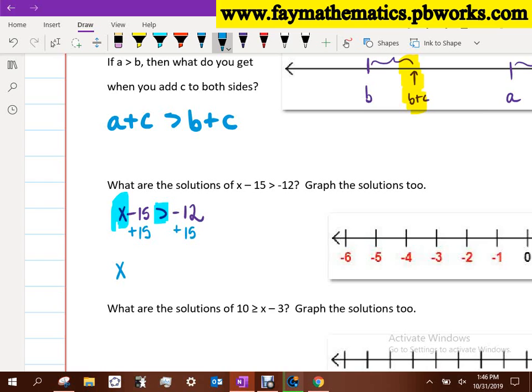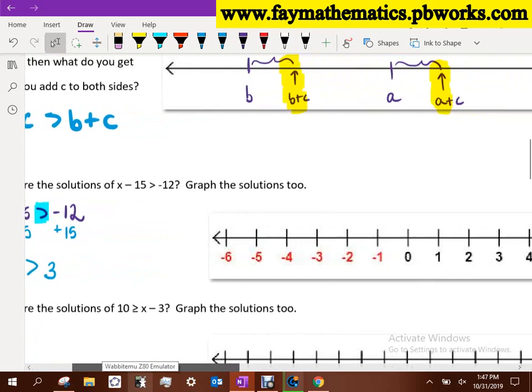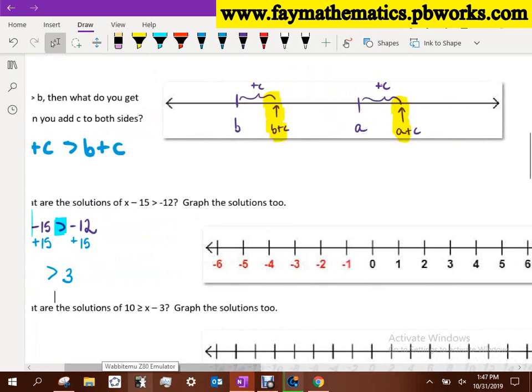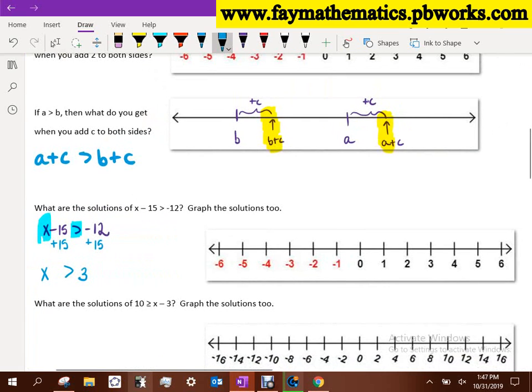Now this symbol stays, call that a greater than symbol in this case, remembering left to right. Then negative 12 plus 15 is 3, right? So we're saying x is greater than 3. We come to our picture, or our graph. We've got x is greater than 3.